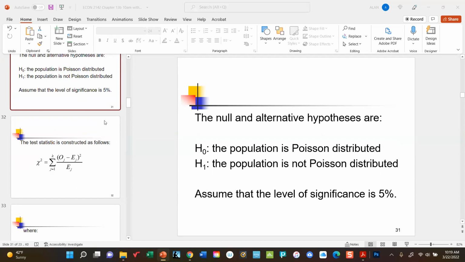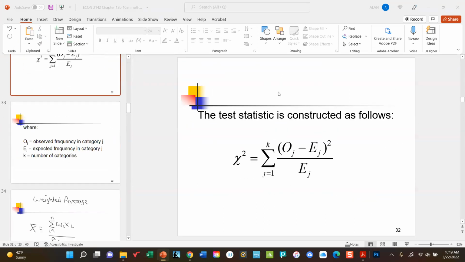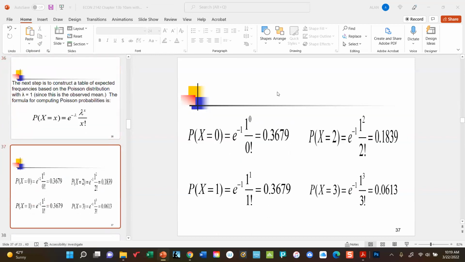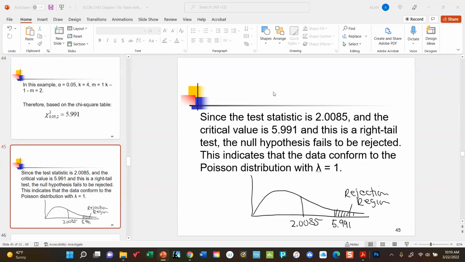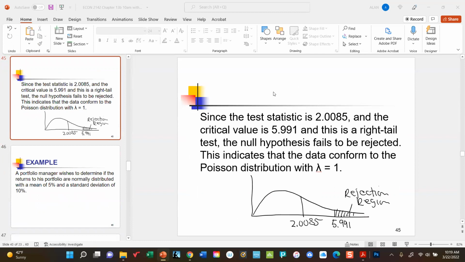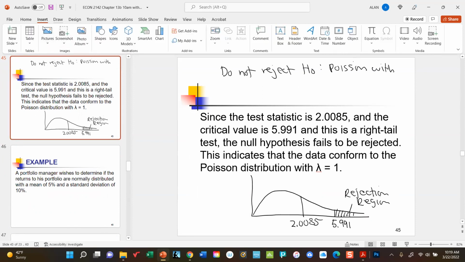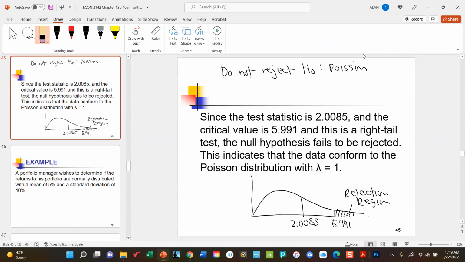Anyway, in this case, because we cannot reject the null, our conclusion is that the data do follow the Poisson distribution with lambda equals 1. Actually, the null was simply that it's Poisson, so we'll leave it at that, though we know it is lambda equals 1. So let's say the data are Poisson. We don't have any evidence to suggest otherwise. It looks like they're Poisson, but we do not have enough evidence to suggest that they're not.